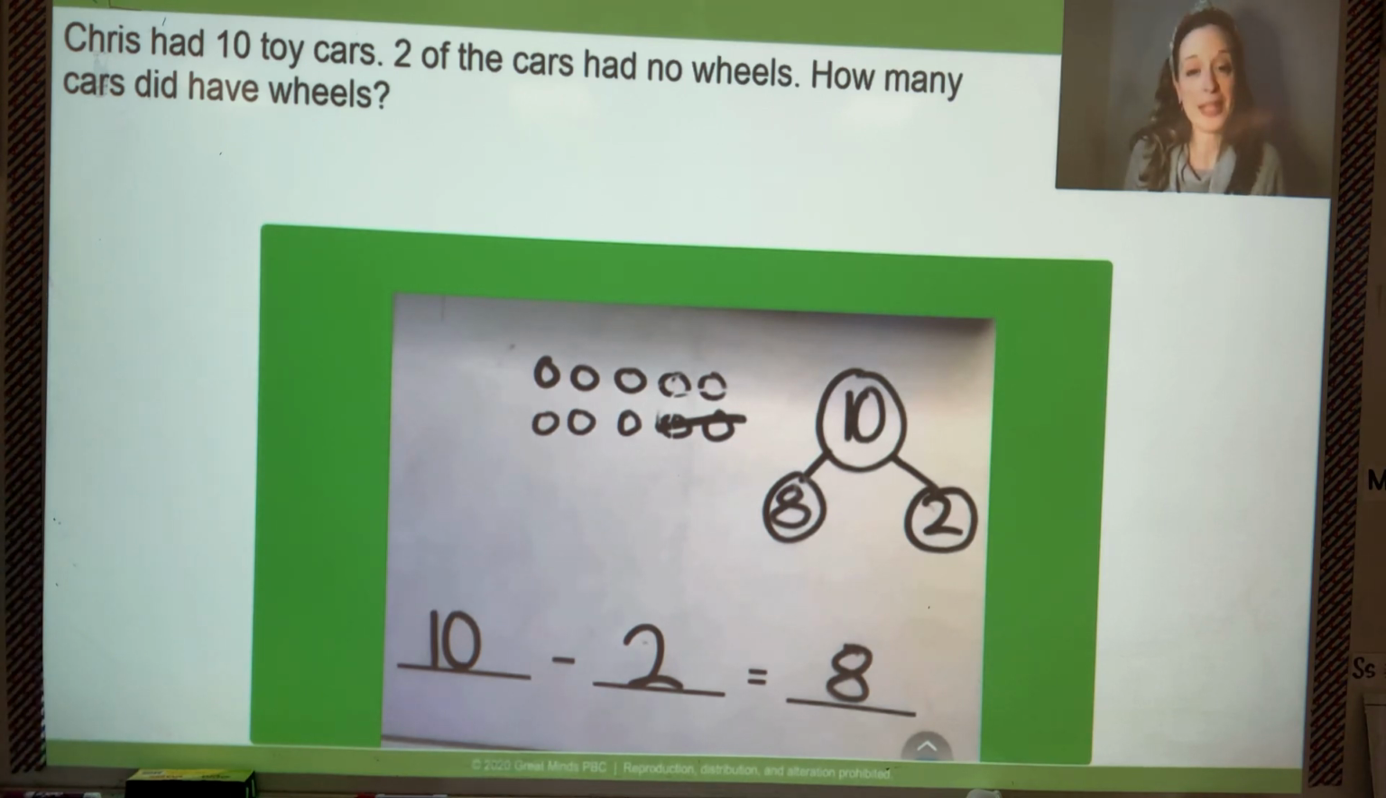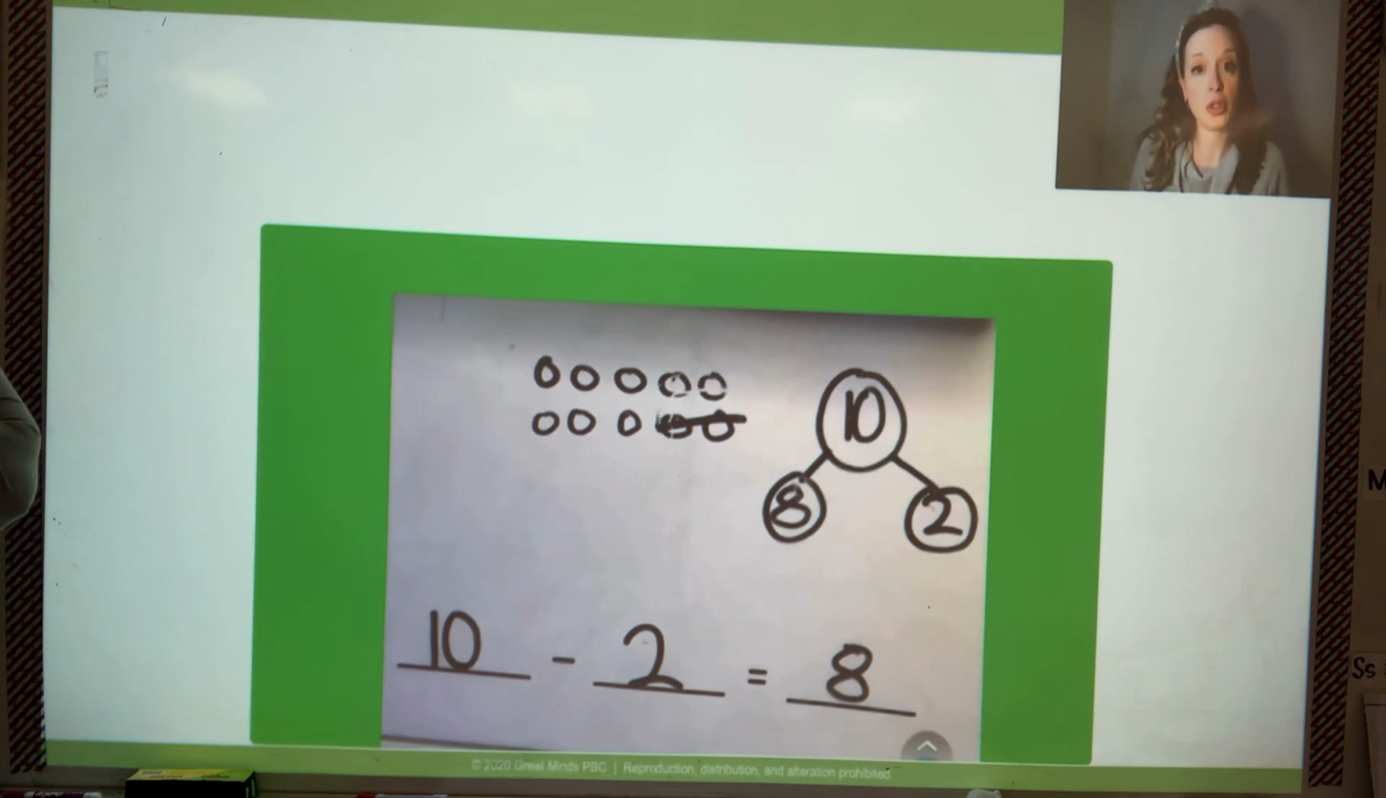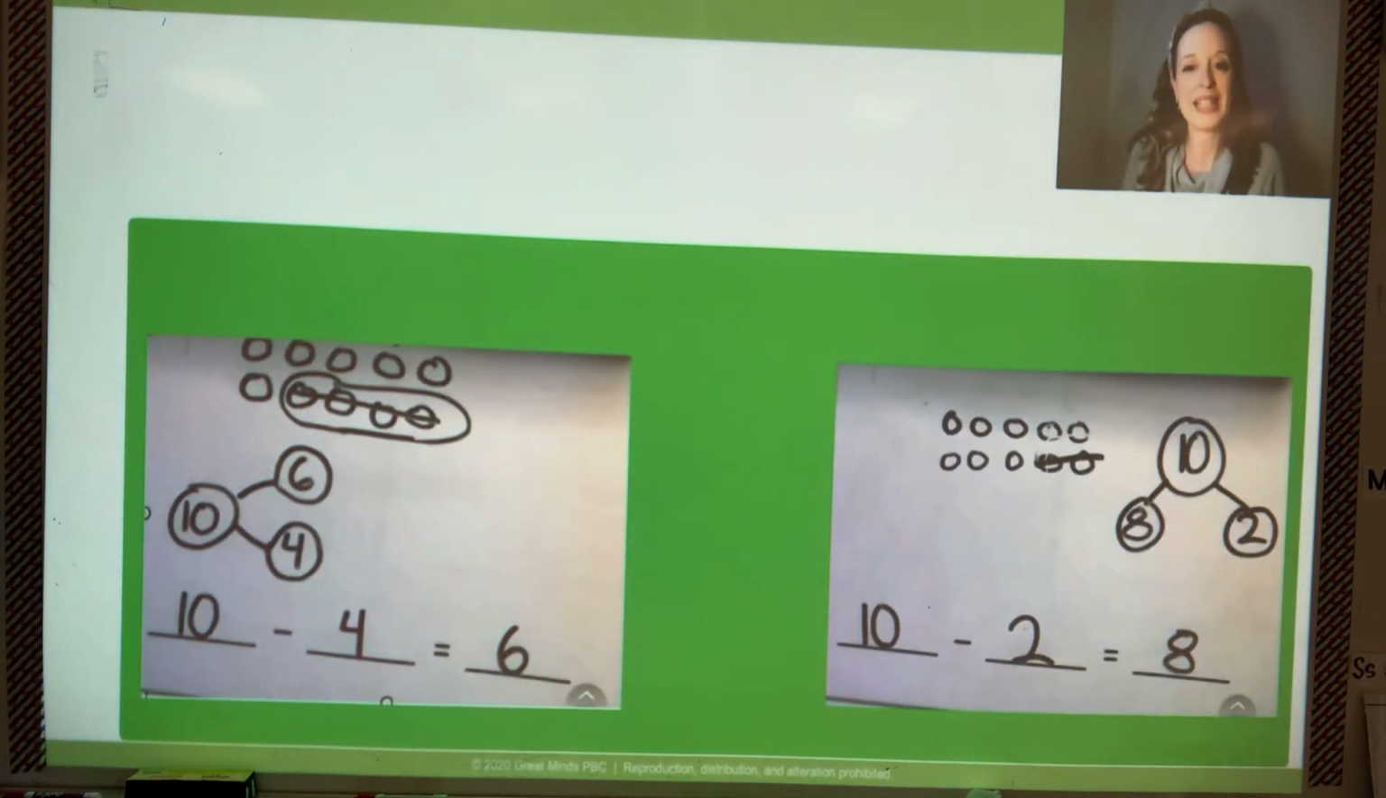Let's read our number sentence all together using our math language of minus and equals. Ready? Go. 10 minus 2 equals 8. Great job, friends. Today in our lesson, we wrote 2 number sentences in blanks in our templates. Think.